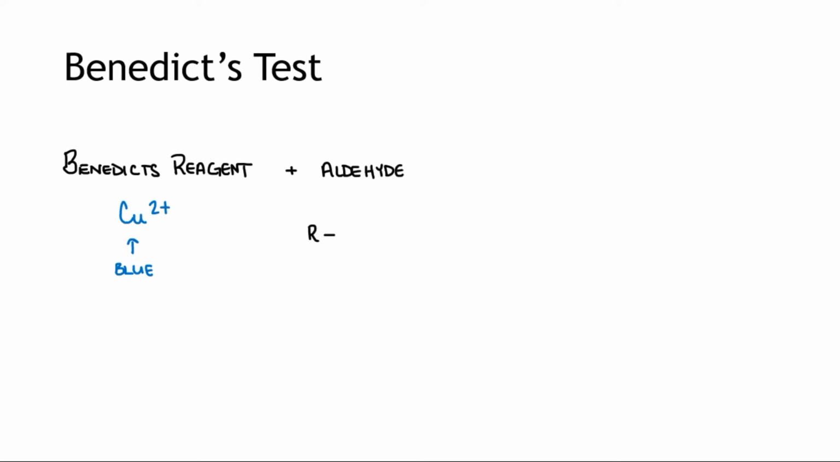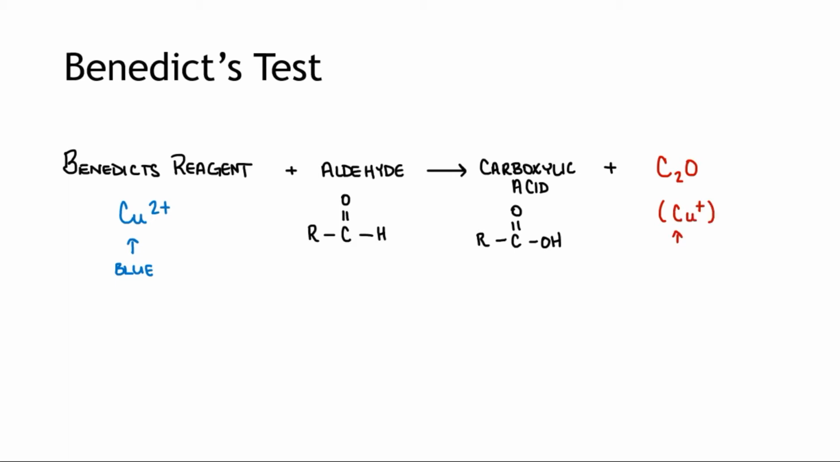If we add this Benedict's reagent to an aldehyde, the aldehyde is able to undergo oxidation and turn into a carboxylic acid. What this does is it reduces that copper 2 ion into a copper 1 ion, forming copper 1 oxide, which is a completely different color. It's a dark red color. So we know we have an aldehyde present if we get that dark red color.